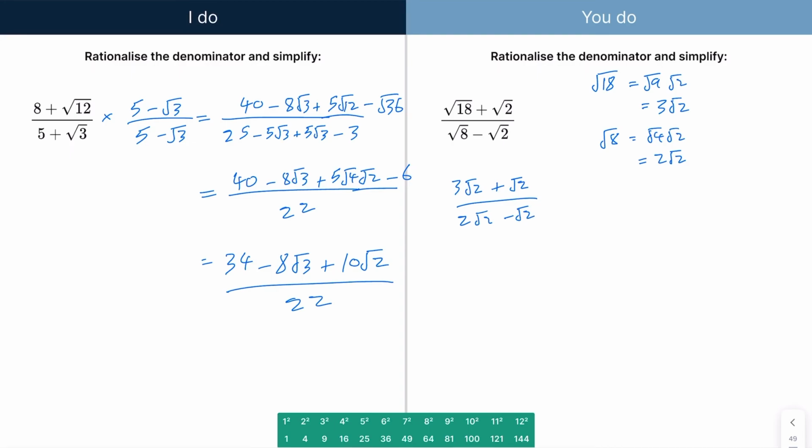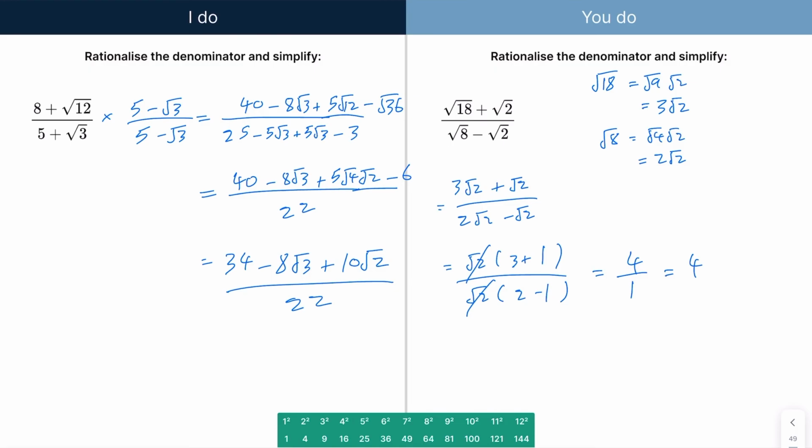Now, hopefully you can see that root 2 can be factored out at the top, and root 2 can be factored out at the bottom. Oh, sorry, that would then become 1. That would then become a 1. And now I can cancel the root 2 out, top and bottom. The square root's gone now, so you're left with 3 plus 1 at the top, 2 minus 1 at the bottom, and the final answer is 4. Either way, however you did this, you'd get the same answer.